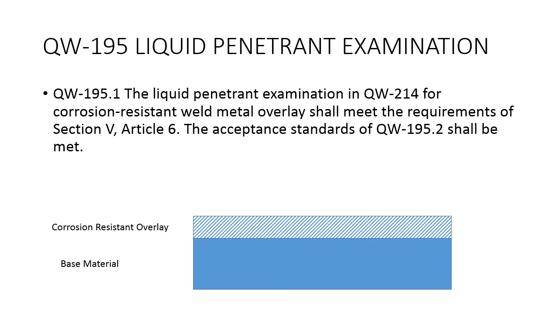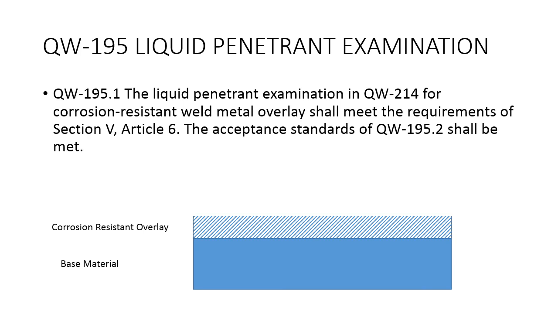Liquid penetrant examination. This is for corrosion resistant overlay. Corrosion resistant overlay is when you have a situation where you have a very acidic or corrosive medium, let's say an acid or something like that, and you have a vessel, but you can't afford to have the whole thing made out of a nickel alloy or a stainless steel. So a lot of times people will build the vessel out of carbon steel, which would be your base material, and then it has all your structural elements in that, and then you have your corrosion resistant overlay. So that would contain the corrosive medium. And so to get everything within the code, you're going to need to follow the acceptance criteria of QW 195.2, and you need to meet the requirements of Section 5, Article 6.